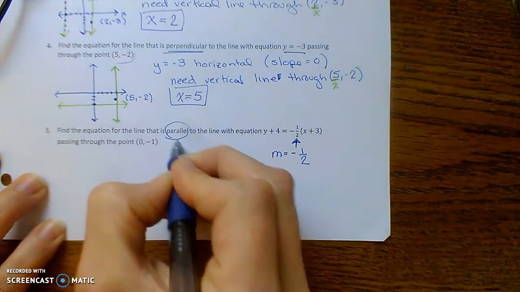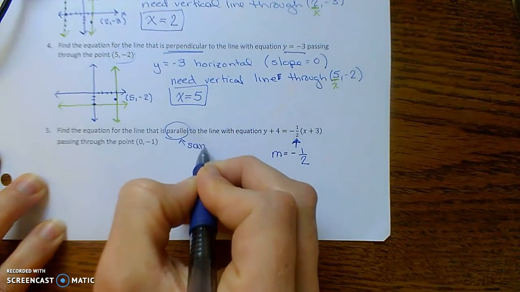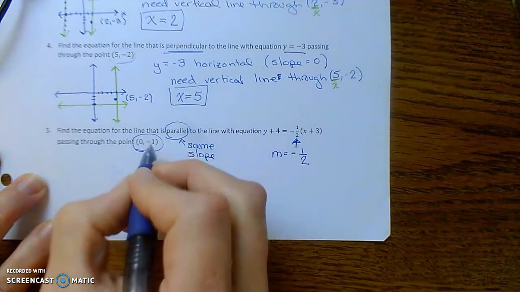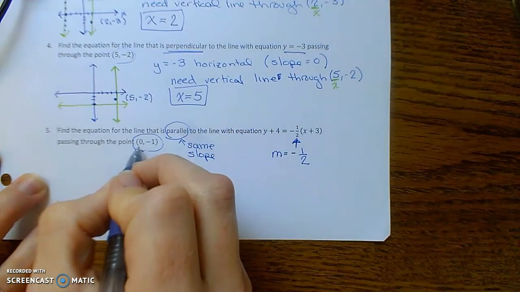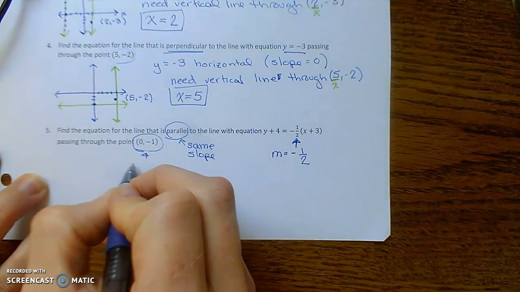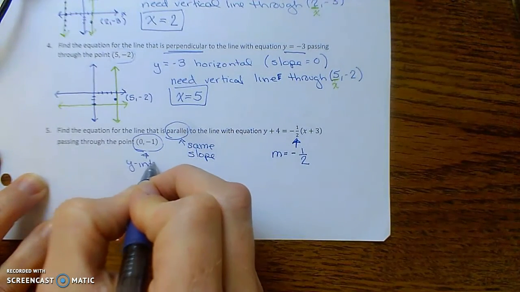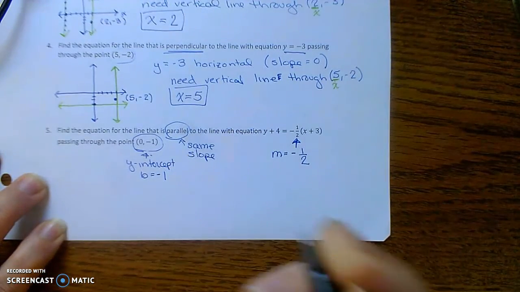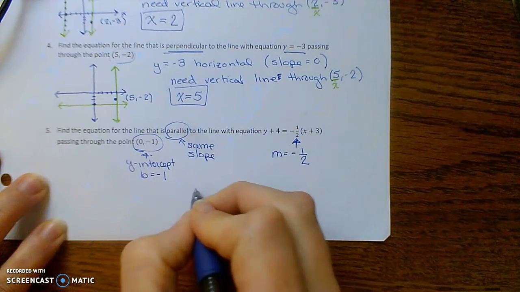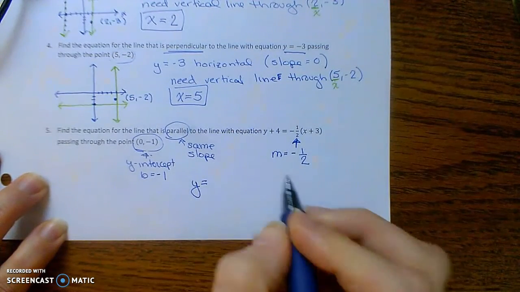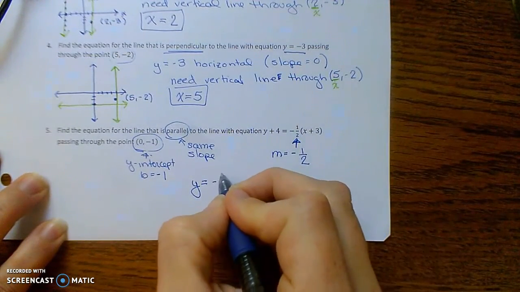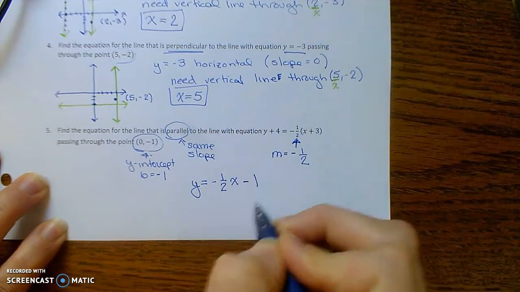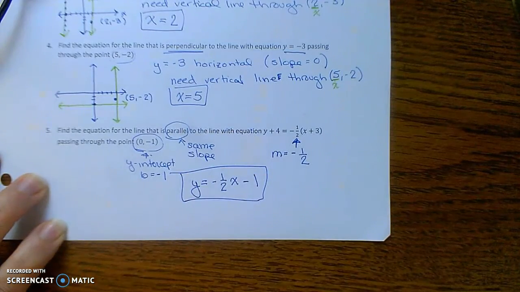And I need a parallel line, so that's the same slope. And through this point, (0, -1), this is a special point though. When it has x coordinate 0, this is the y-intercept. So b here is -1. So now all I have to do is write down the equation of the line. y equals mx plus b, where m is the same, so -1/2 x plus b, so plus -1, or minus 1.